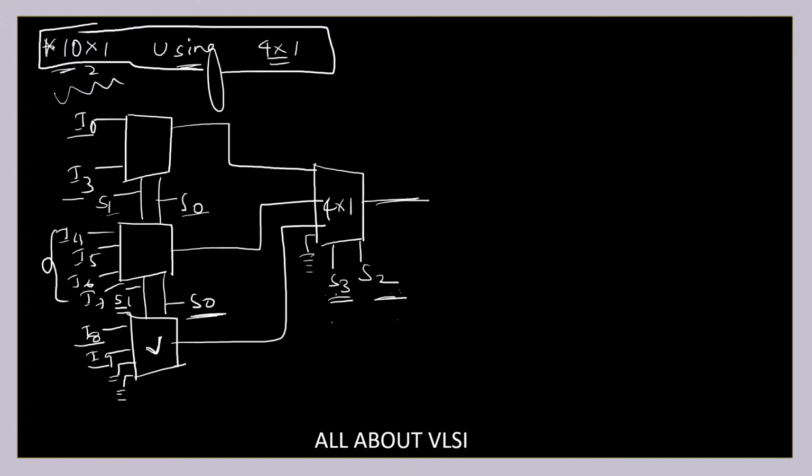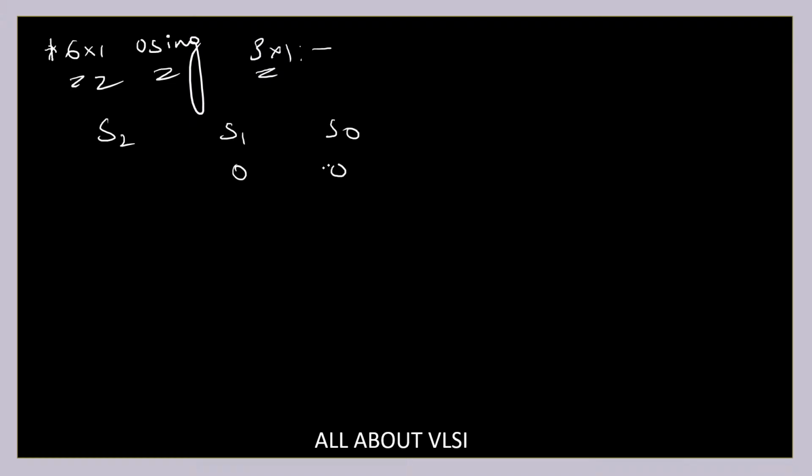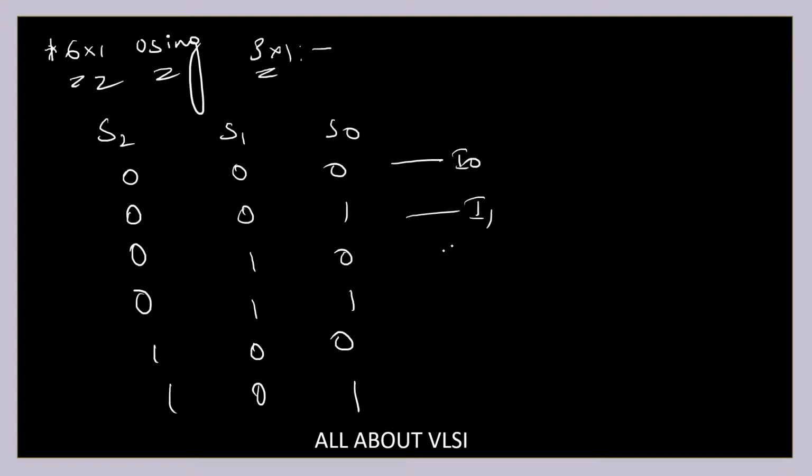So let's first of all come up with the 6 cross 1 table, 6 cross 1 using 3 cross 1. In the case of my 6 cross 1 using 3 cross 1, I'm going to have again three select lines S2, S1 and S0: 0 0 0, 0 0 1, 0 1 0, 0 1 1, 1 0 0, 1 0 1. These are my six inputs, I0, I1, I2, I3, I4 and I5.